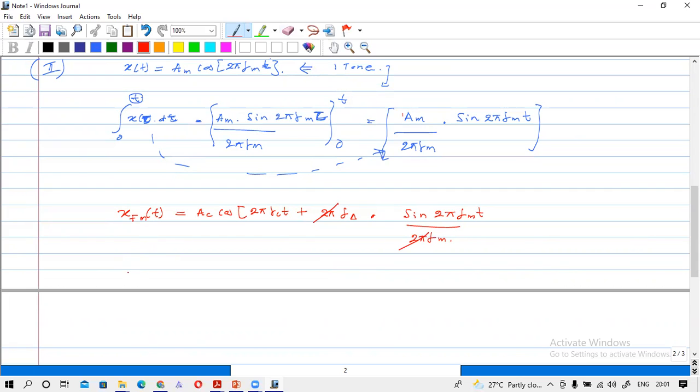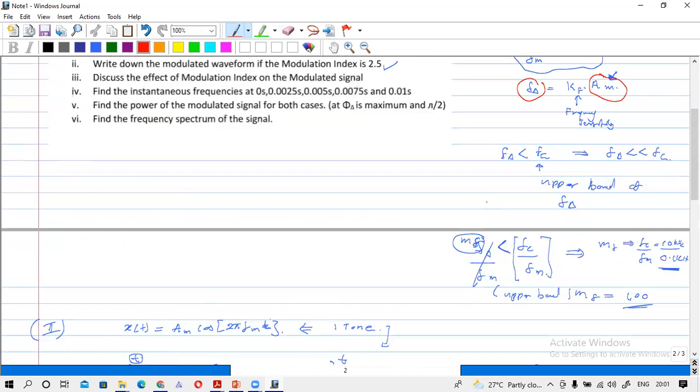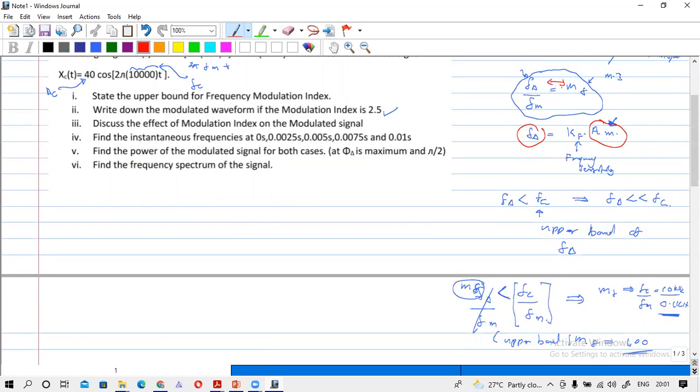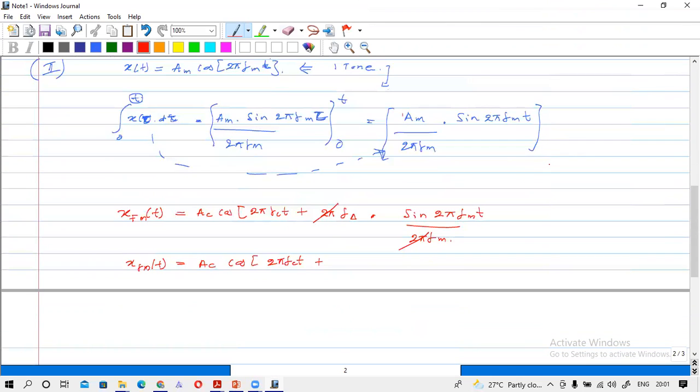Okay, and we have XFMT equal to AC cos 25 FCT plus F delta by Fm. Okay, so what is F delta by Fm? It is the modulation index, MF. So here we have modulation index MF. Sometimes it is called beta. Okay, I think we have used beta. Beta sine 25 Fm.